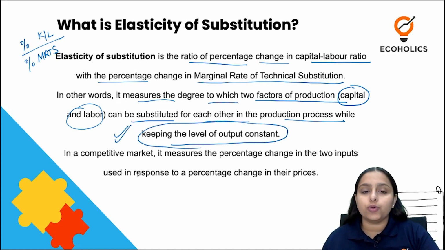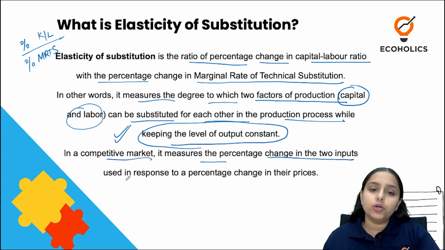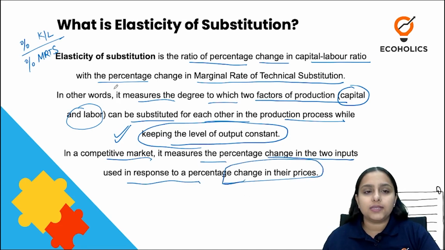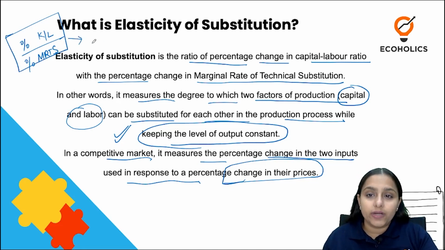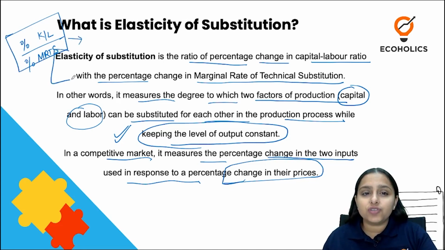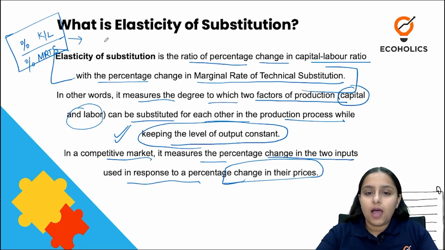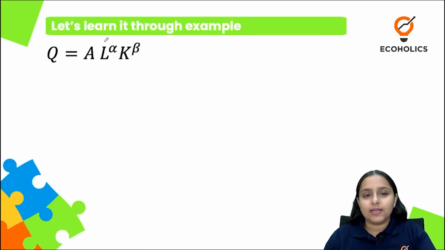Very important thing to remember. So in a competitive market, it measures the percentage change in two inputs in response to percentage change in their prices. Now, the definition written here is the easiest definition you will ever find. So this is the only trick which we have to use. How? Let's learn it through an example.